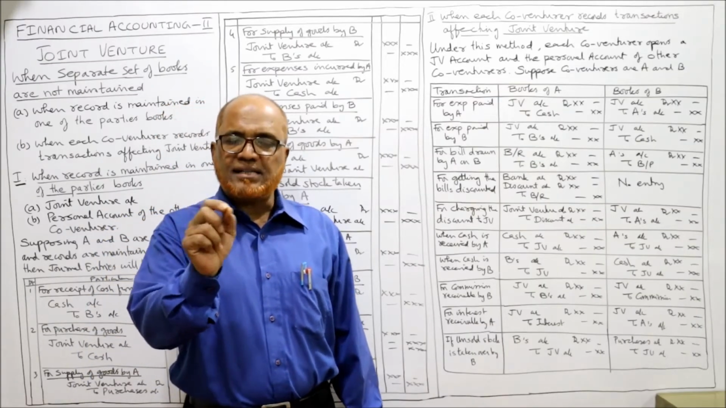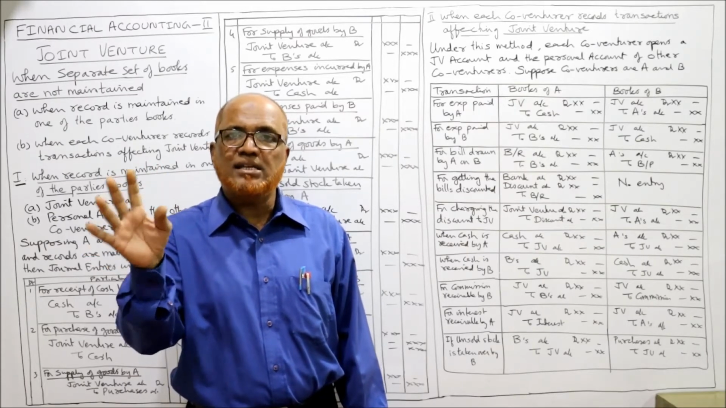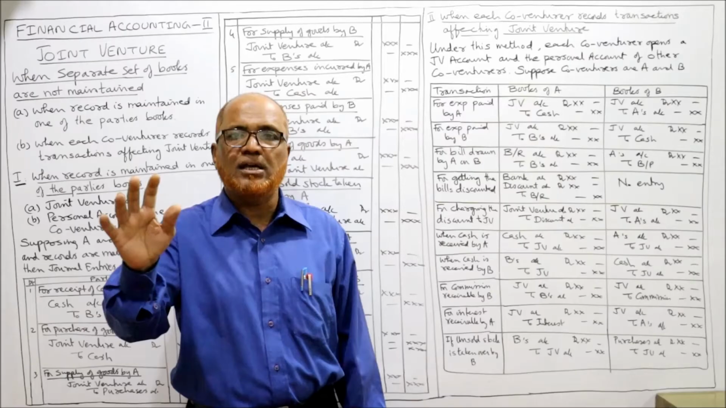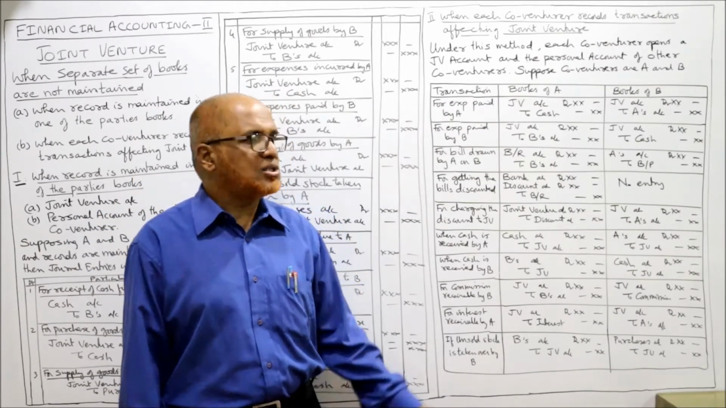एक बार B अगर acceptance दे दिया तो he is not bothered whether drawer is keeping the bill or drawer is discounting the bill with the bank. He is not concerned, so no entry.